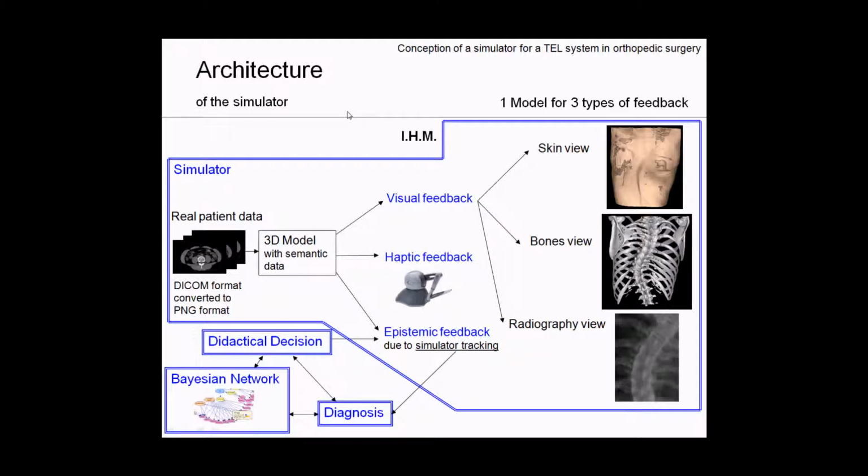In relation to the simulator, it builds the 3D model from DICOM format, the real patient data, and this 3D model is used for 3 kinds of feedback: the visual feedback, the haptic feedback, and also the epistemic feedback. The visual feedback proposes 3 kinds of view: the skin view, the bone view, and the radiography view. For the epistemic feedback, we propose the semantic data coming from the simulator. To do that, we segmented the 2D DICOM with the semantic parts.